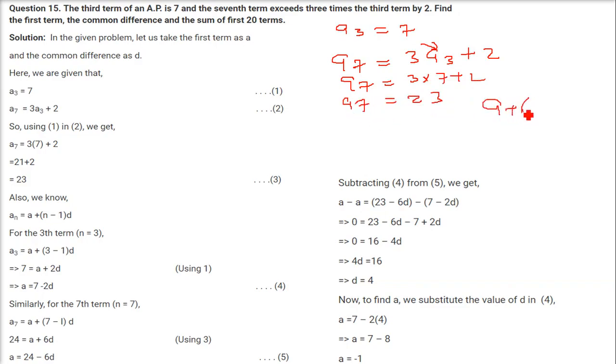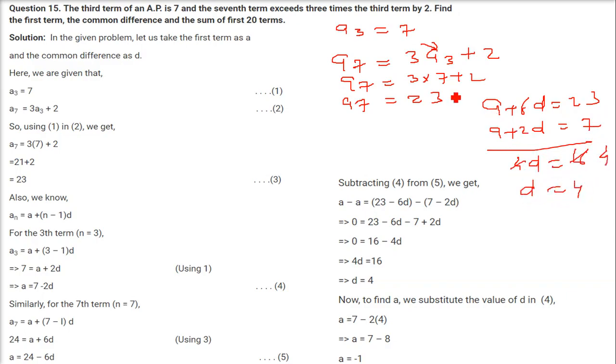So A7 is A plus 6D, and A3 is A plus 2D. We can use these two. Subtract: 6D minus 2D is 4D, and 23 minus 7 is 16. So D is 4, since 4 4s are 16. Now put it in any of these equations, say I'm putting it here. A plus 2D: A plus 2 into 4 is 7. A will be equal to 7 minus 8. So A is minus 1, and your D is also known.